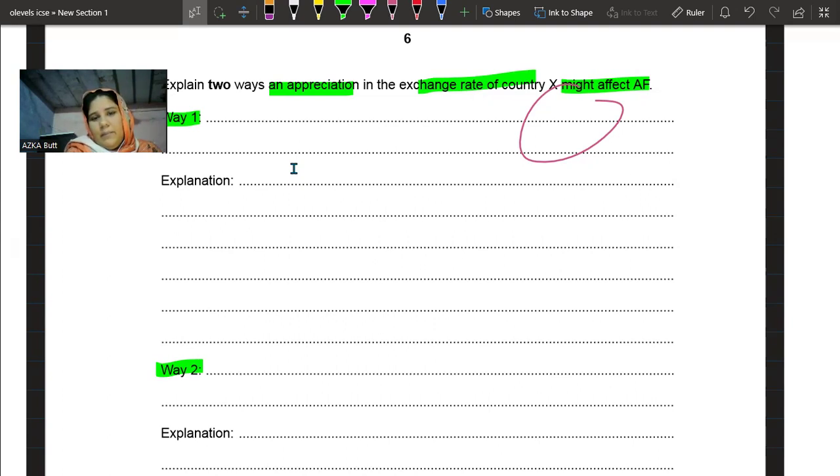Because if we go with meal two, which is very costly, I think its price was $10. So if we choose the meal two option, what does that mean? It means that we are not reducing the prices, but we are decreasing the cost of production, and our profit margins will boom. So this is how the appreciation of the exchange rate of country X might affect the AF.